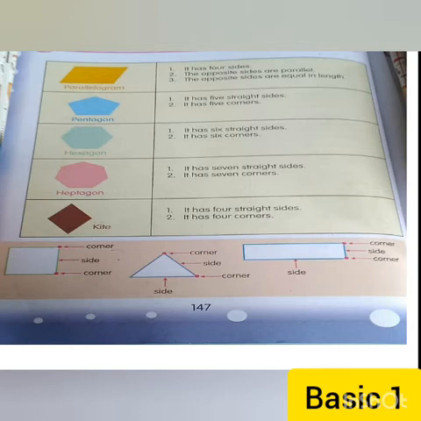Look at the base of your textbook on page 147. The arrows there indicate what we mean by the corners and the sides. Look at the square. You can find the corners of the square indicated by the arrow. The triangle is the same, where we call the side, and the corner is indicated by the arrow. Let's continue.